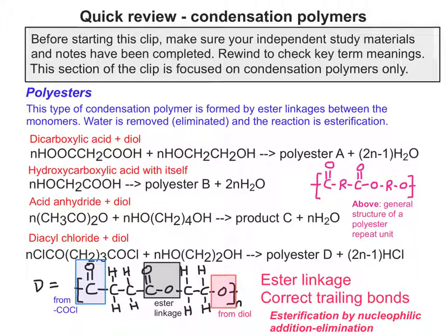So using the colour coding, hopefully you can see the part of the polymer, the repeat unit I should say, that comes from the diacyl chloride, the ester linkage in the middle, and then finally on the right hand side the part that came from the diol. So now let's look at a couple of examples.